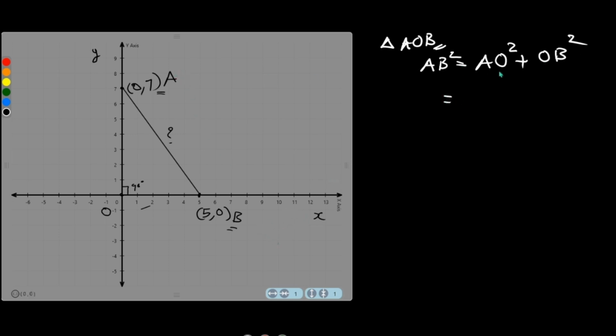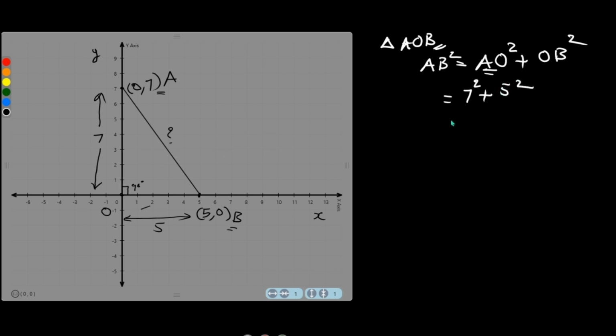So how can we write AO? This is between A and O. What is the distance here? This is 7, right? This has only a y distance, it does not have an x distance. So it is 7 square plus OB square. OB is 5, having only the x distance, right? This is the distance 5. So here the distance is 7, and this is 5 square.